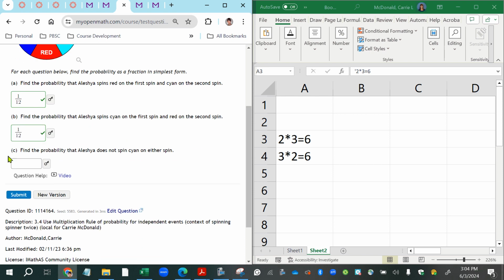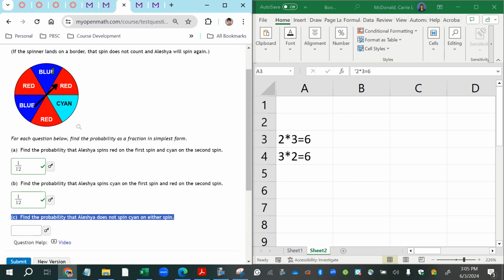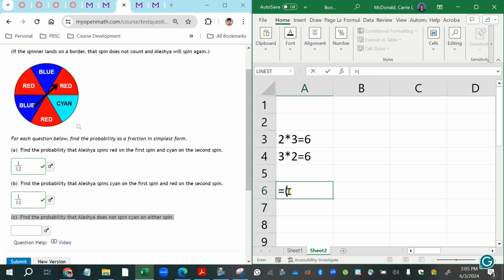And then part C, find the probability that Alicia does not spin cyan on either spin. In other words, there are 5 sections out of the 6 that are not cyan. So if I want not cyan on both spins, I'm going to do 5 out of 6 on the first spin, so 5 divided by 6, and then multiply that times 5 out of 6 on the second spin.